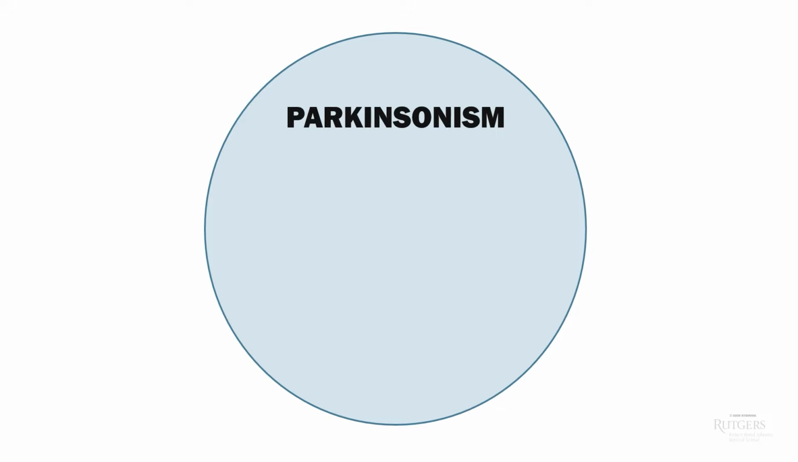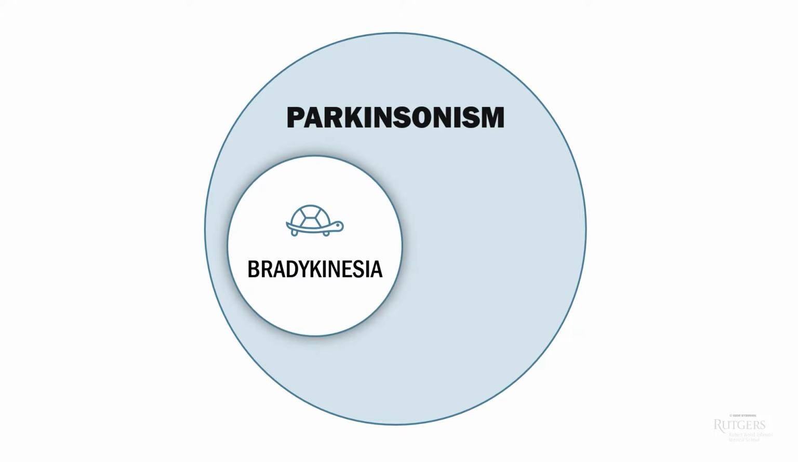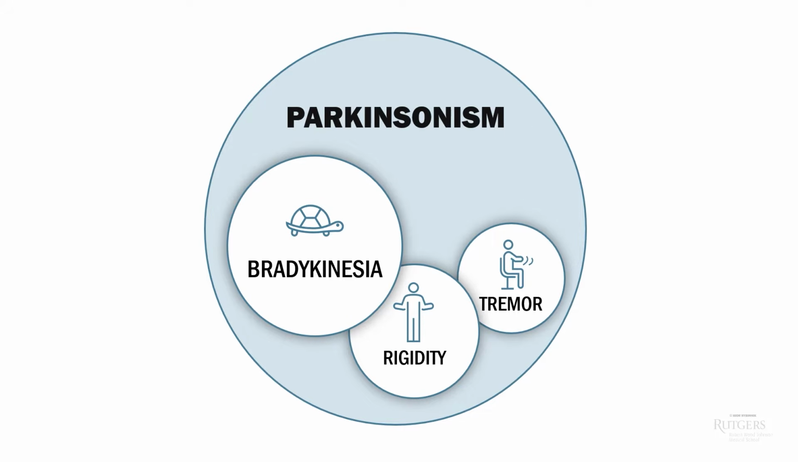Let's start with Parkinsonism. Parkinsonism is a clinical syndrome presenting with bradykinesia, rigidity, and rest tremor. Postural instability is also often included, but let's defer discussing that for now. Bradykinesia is slowness of movement. The actions themselves are slower, but there's also slowness of initiating movement.